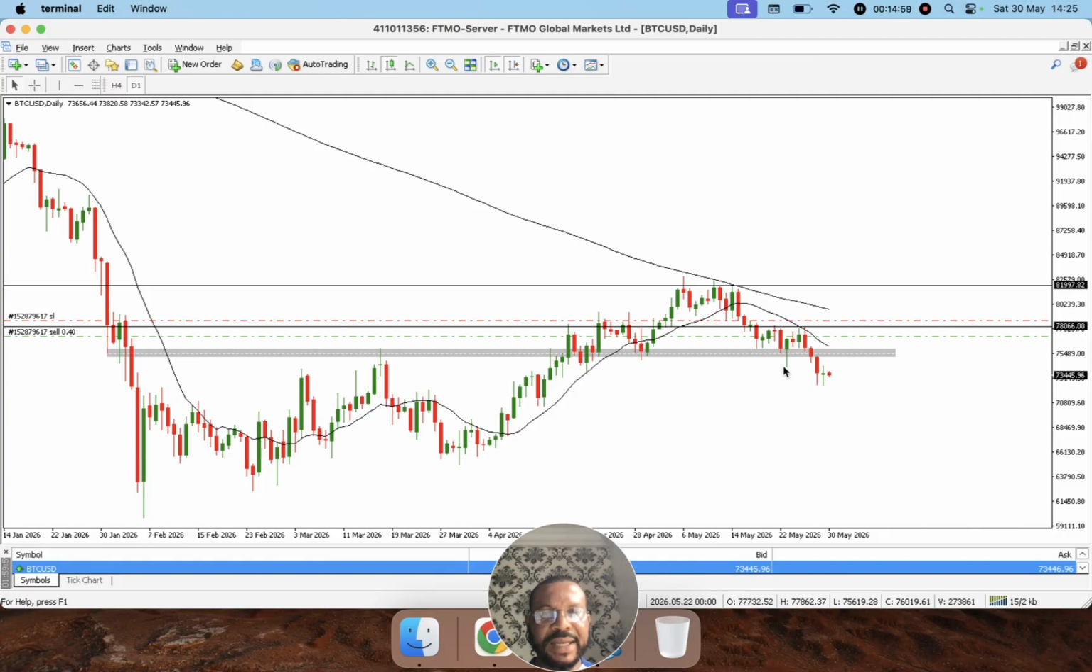But eventually the buyers came in aggressively, but they got to this resistance area and the sellers pushed them back. So with all that has been happening here, we can see that the sellers are now actively in control of this market. How far would they go down? We don't know. But for now, we can see that the sellers have started their campaign.